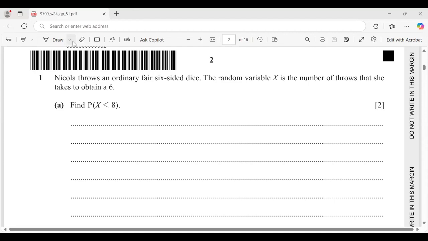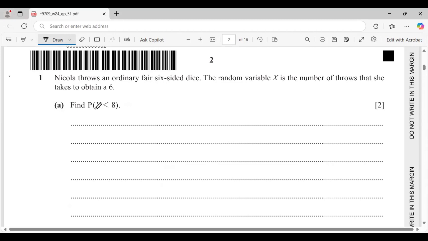Number one, Nicola throws an ordinary fair six-sided dice. The random variable X is the number of throws that she takes to obtain a 6. Find the probability X less than 8.